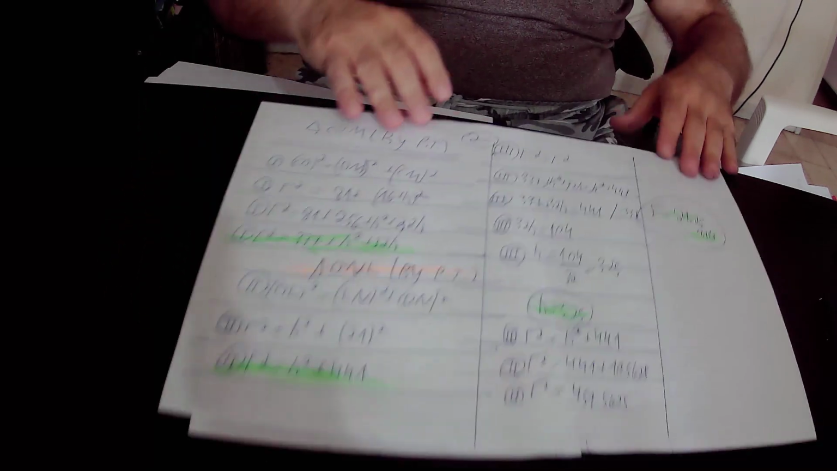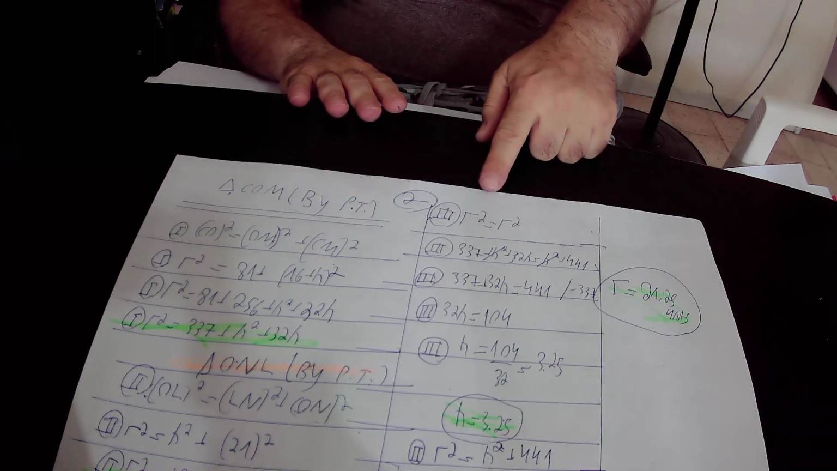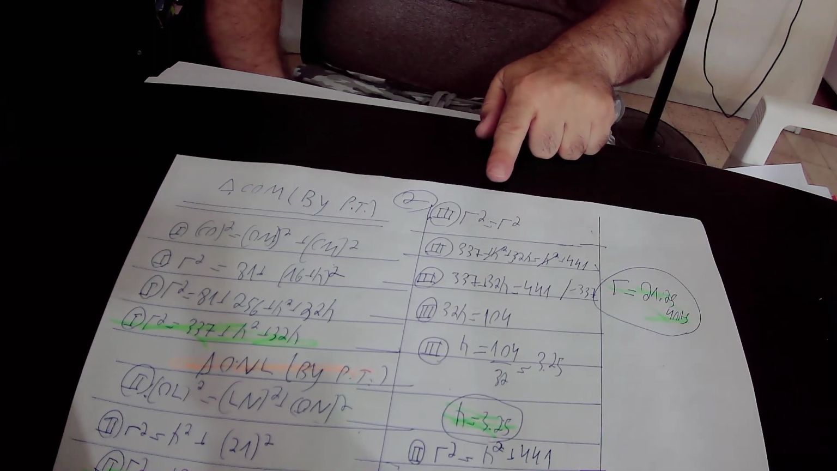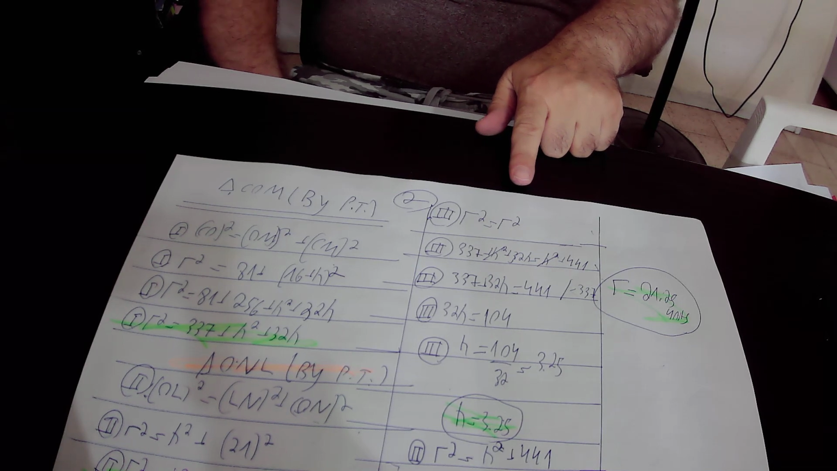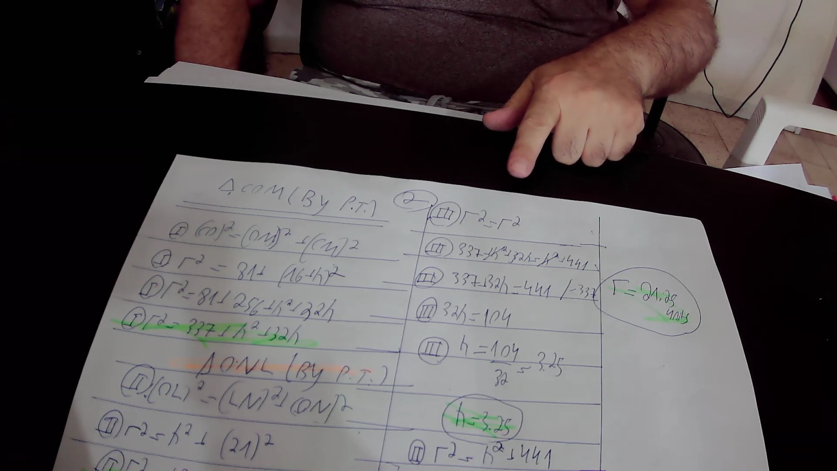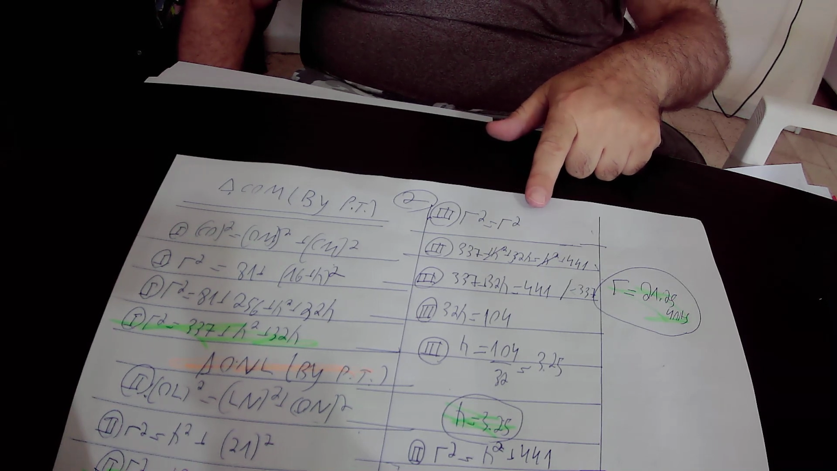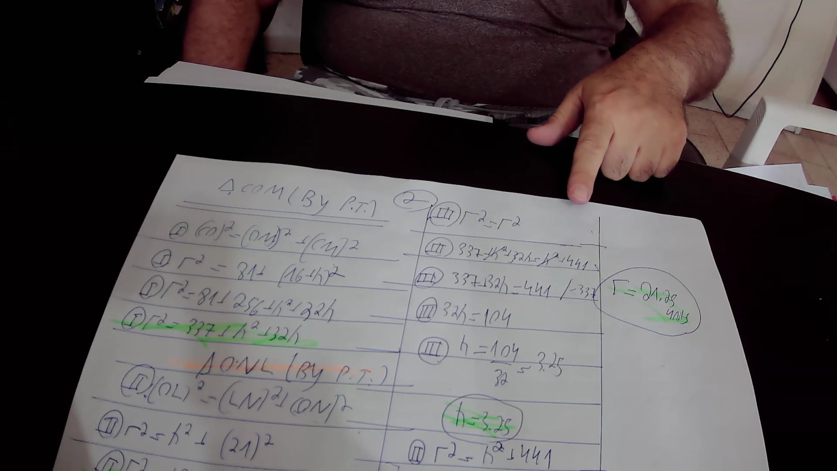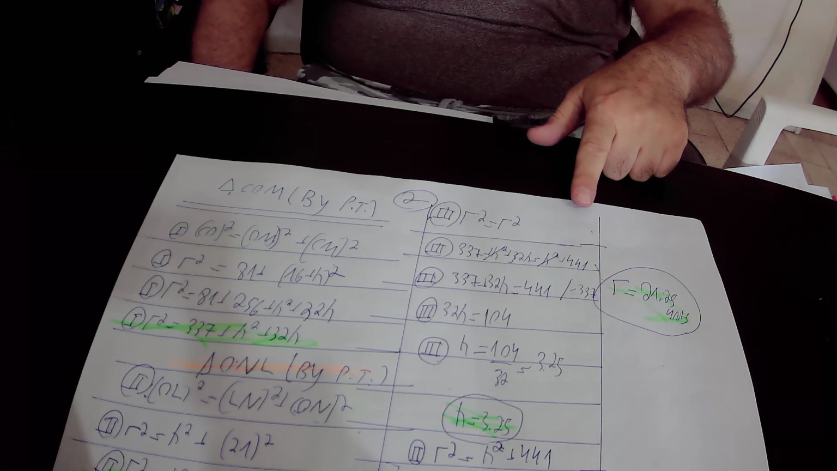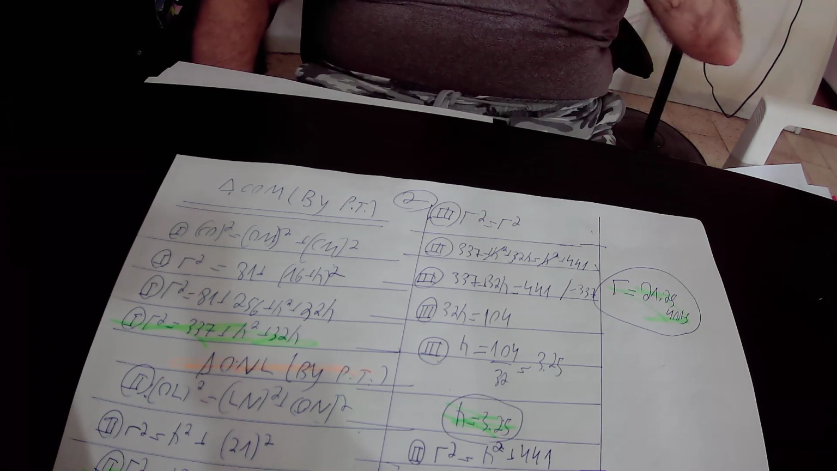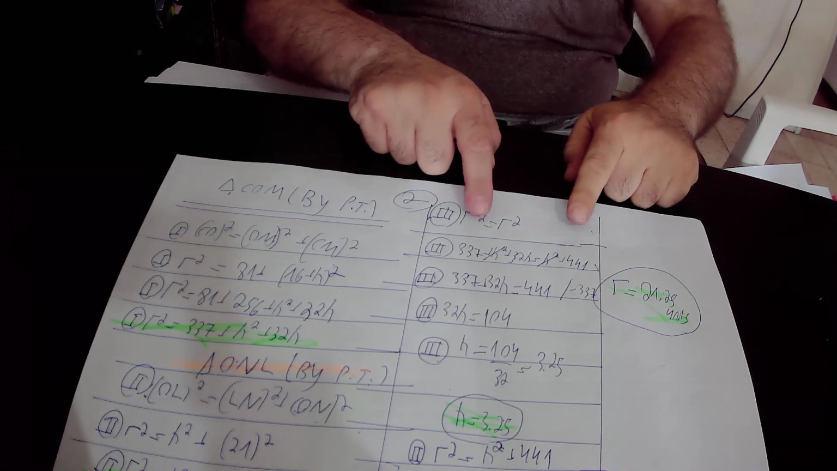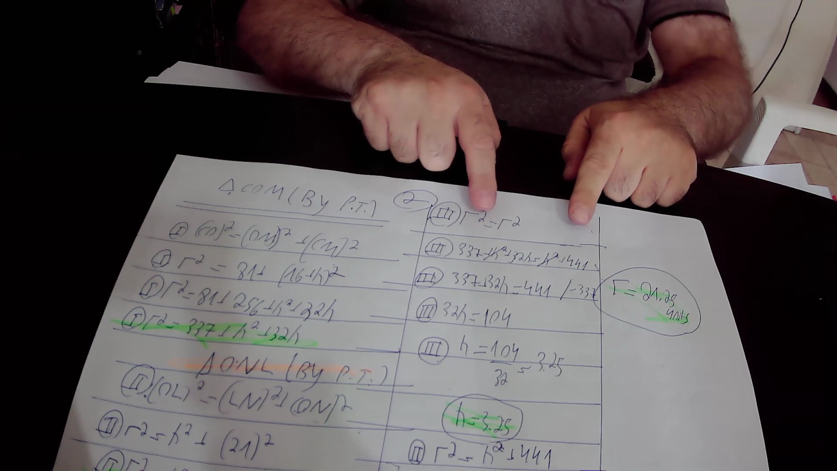Therefore, we create equation number 3, which states that R square according to equation number 1 must be equal to R square according to equation number 2. R square according to equation number 1 is 337 plus h square plus 32h, and it must be equal to R square according to equation number 2, that is h square plus 441. Here we have h square on both sides of the equation, so h square will get cancelled.